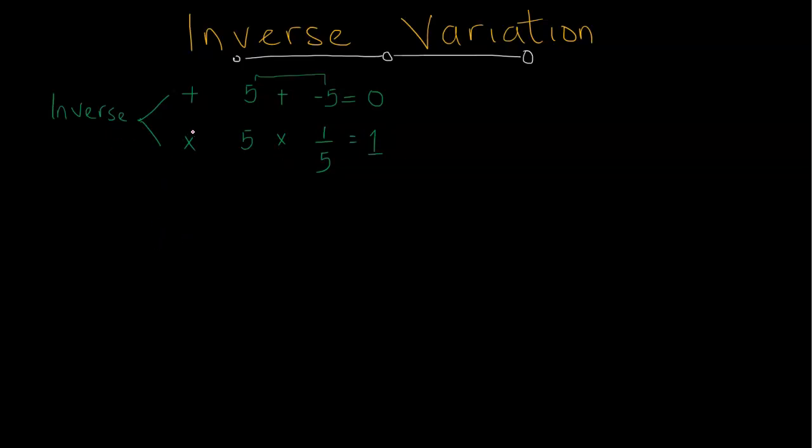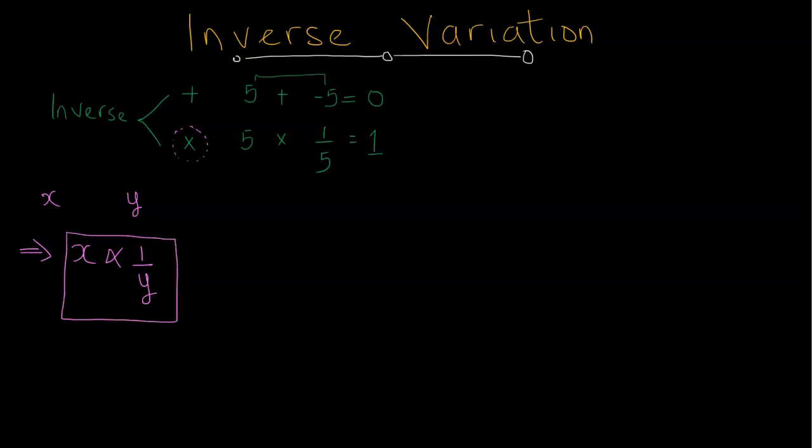Inverse variation only pertains to the multiplicative inverse. Thus, if we've got two items, x and y, and x is inversely proportional to y, then we know that we are going to be dealing with 1 over y. Thus, it's going to be written as x, the sign of proportionality, 1 over y. The inverse of y is 1 over y. This is what it means for x to be inversely proportional to y.